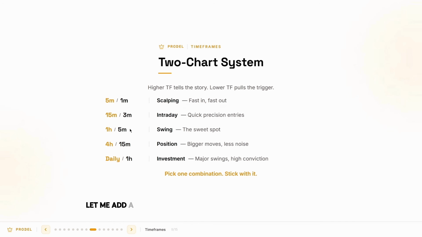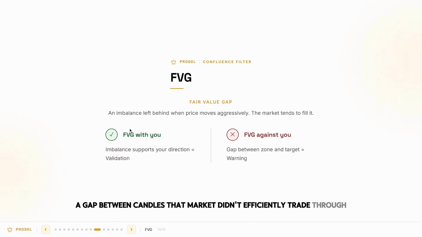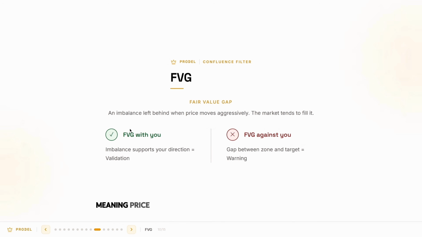Let me add a layer that makes this strategy even more powerful. FVG, fair value gap. A fair value gap forms when price moves so aggressively in one direction that it leaves an imbalance behind, a gap between candles that the market didn't efficiently trade through. Here is how I use FVG as a filter. If my zone is in the direction of an FVG, meaning price is likely to fill that gap towards my target, that invalidates my setup.